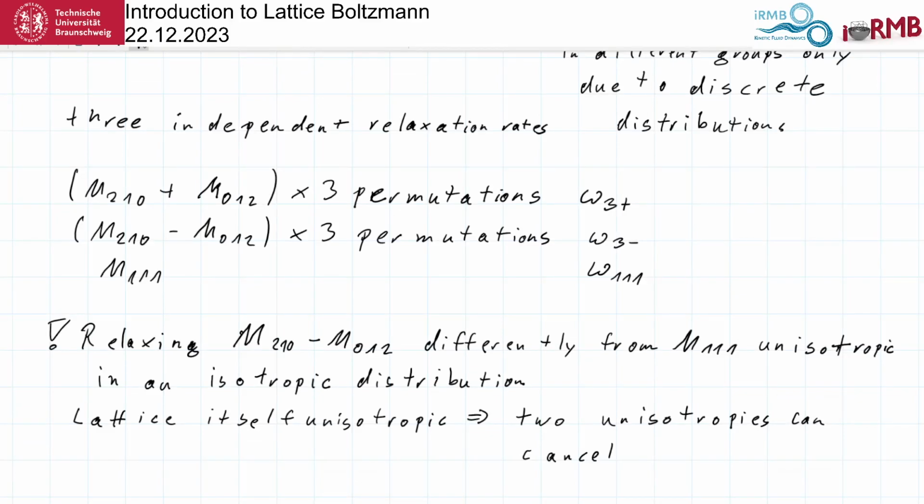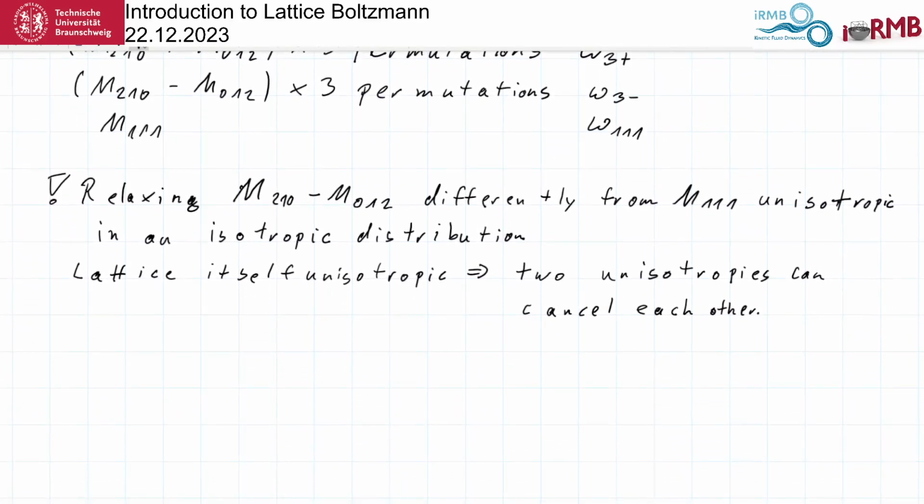So what we actually do in practice is that we deliberately take omega 111 different from omega 3 minus in order to cancel out some anisotropies in the lattice. Yeah? So this is what is in practice done, but we don't go into that detail here today. Okay, let's look at our forced moments.